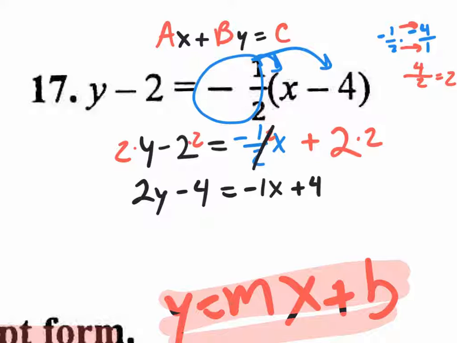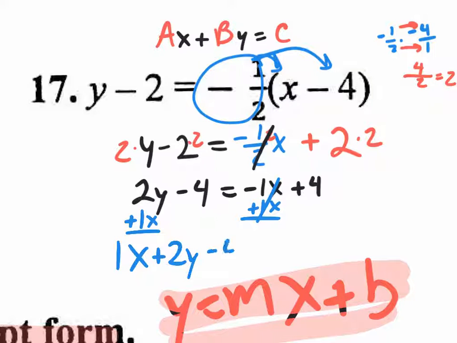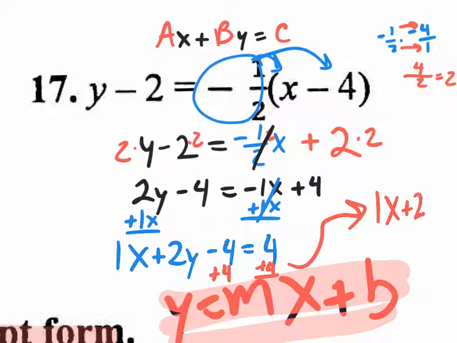Minus x. Okay, so I want to do the opposite of minus x, minus 1x, which is plus 1x. And plus 1x. Of course, I can't even add it with y, so I'm just going to rewrite the whole thing. It's going to be 1x plus 2y minus 4 equals 4. It's almost in standard form. All I have to do is get rid of that minus 4. So I'm going to go plus 4 here, plus 4 over here, and my new standard form equation is 1x plus 2y equals 8. And that's my standard form equation.